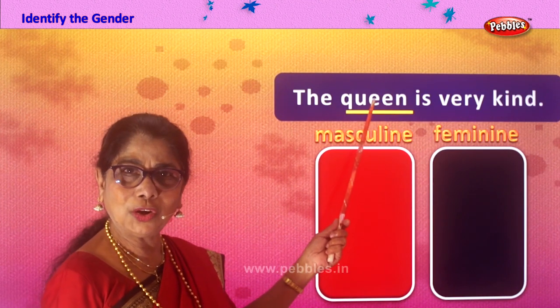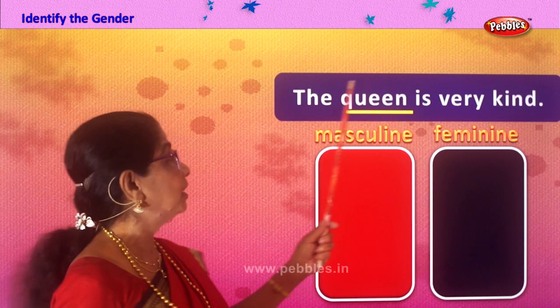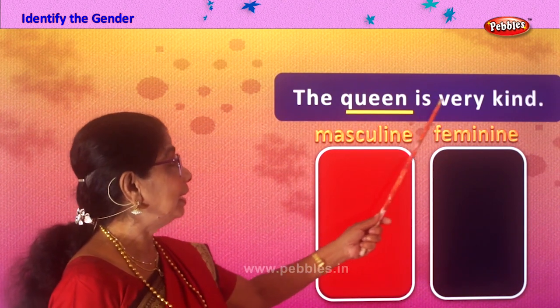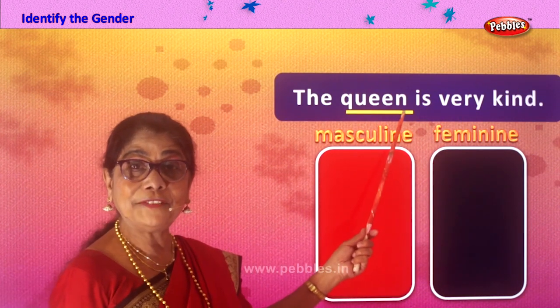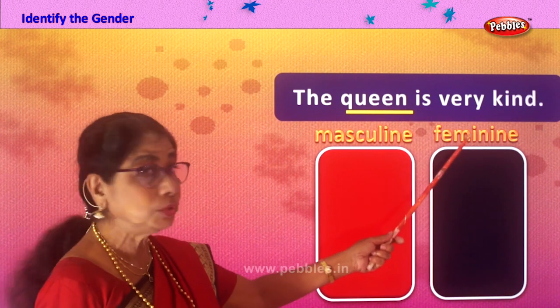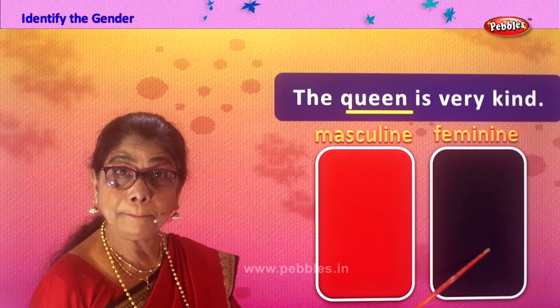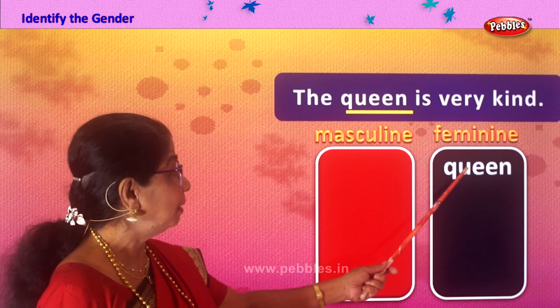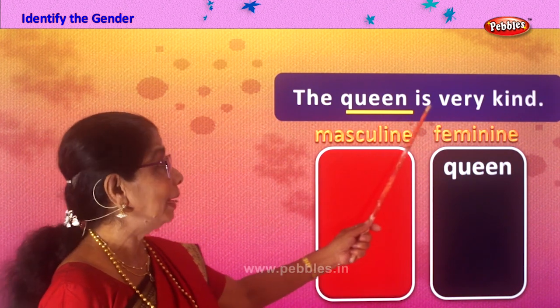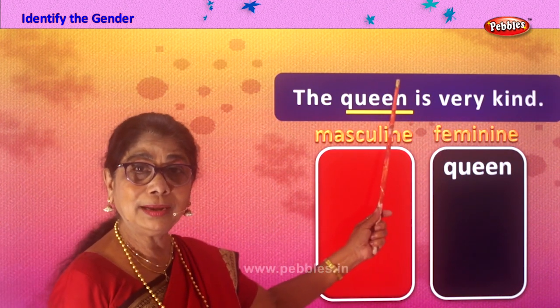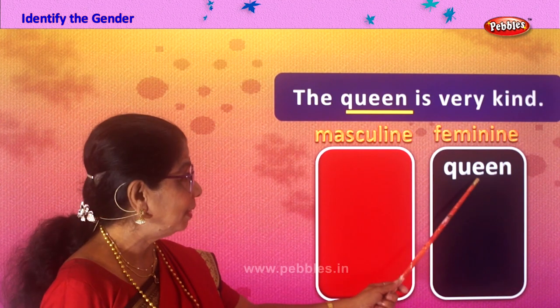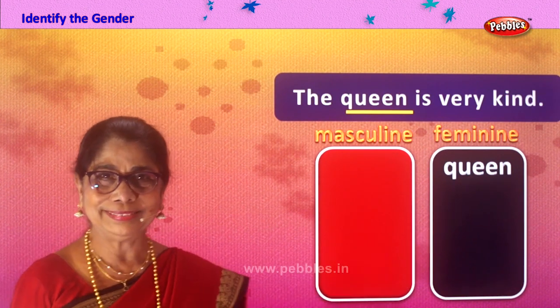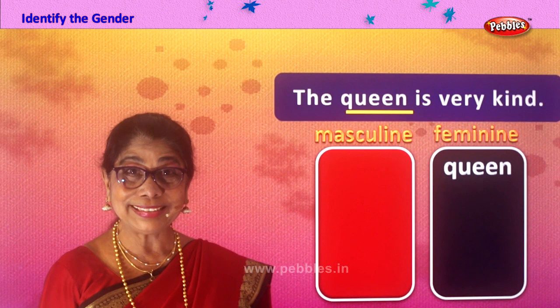What is the husband we call? King. Correct. So, the queen is very kind. It's a feminine gender. So, it goes into the purple box. Shall we put it here? Good. We underline the queen, it's a feminine gender, and it's put over here. Do you enjoy? You like this exercise?